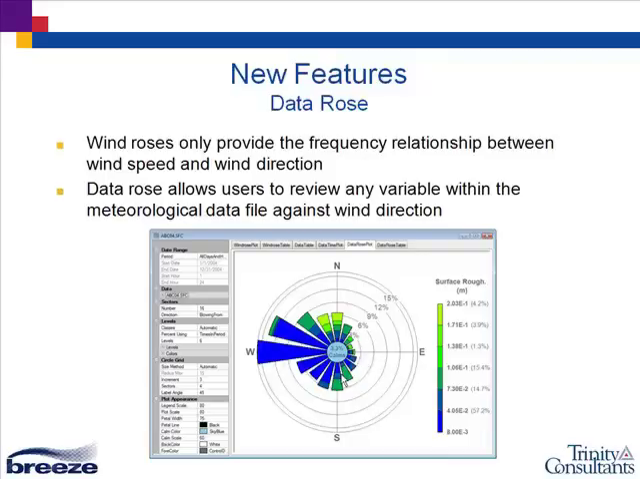By reviewing the data in the data rows, I can assume that the region from this west-northwest wind direction and spanning all the way down to my south-southwest wind direction have very low surface roughness and likely have a significant water feature located on this side of the meteorological station.